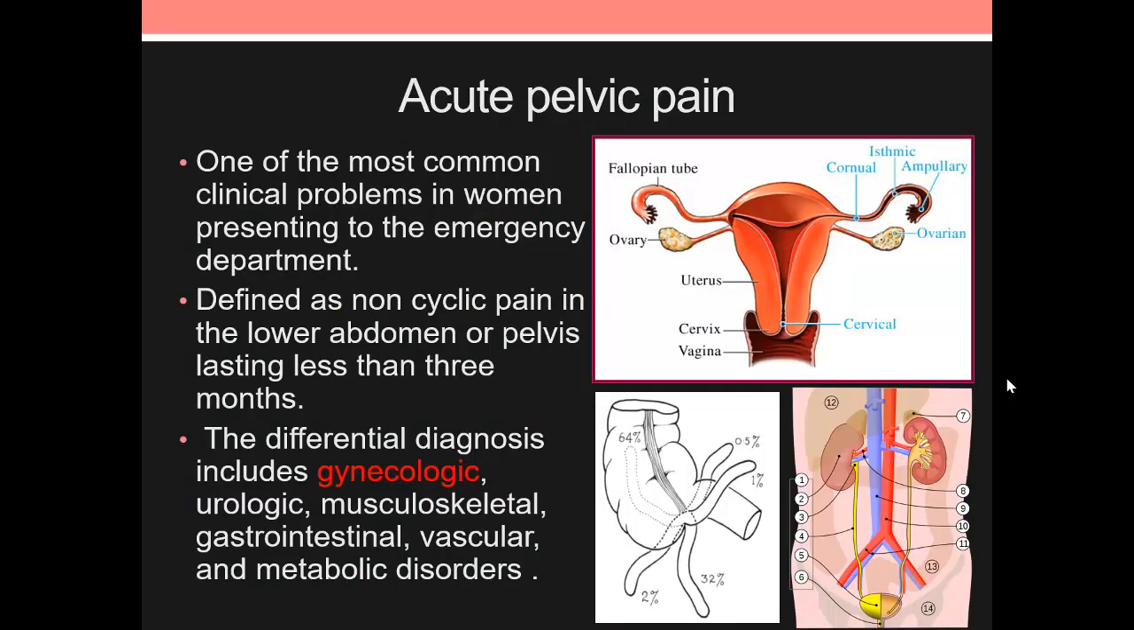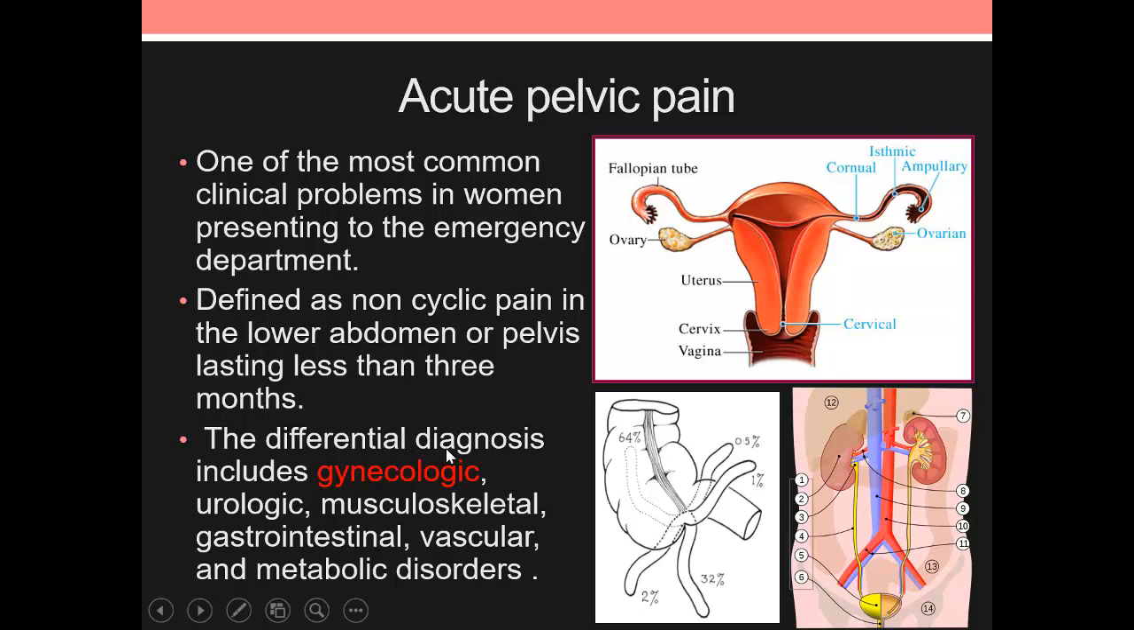Acute pelvic pain is one of the most common clinical problems in women presenting to the emergency department. What is acute pelvic pain? It is defined as non-cyclic pain in the lower abdomen or pelvis lasting less than 3 months. So the pain can be long-standing, not acute at the moment. It may be lasting more than 3 months, less than 3 months.